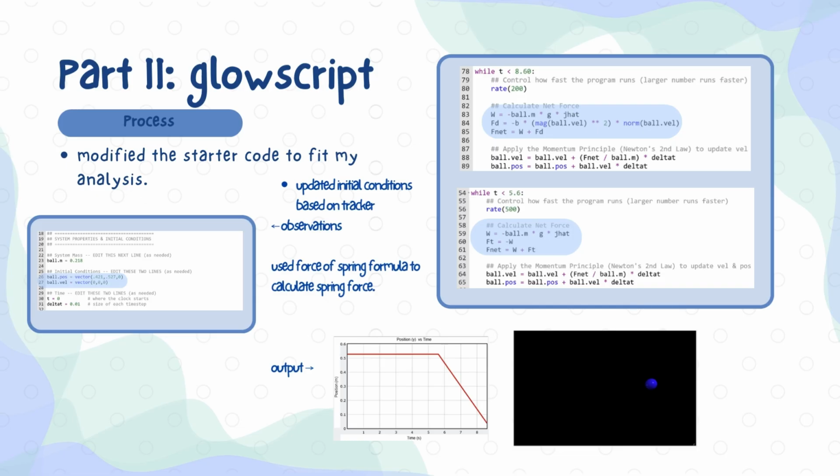The glow script output this graph shown on the bottom, and on the right of that is the motion of the slinky. It doesn't show right now, it froze, but it was supposed to go horizontal and then drop to the negative y direction, similar to how the graph looks.